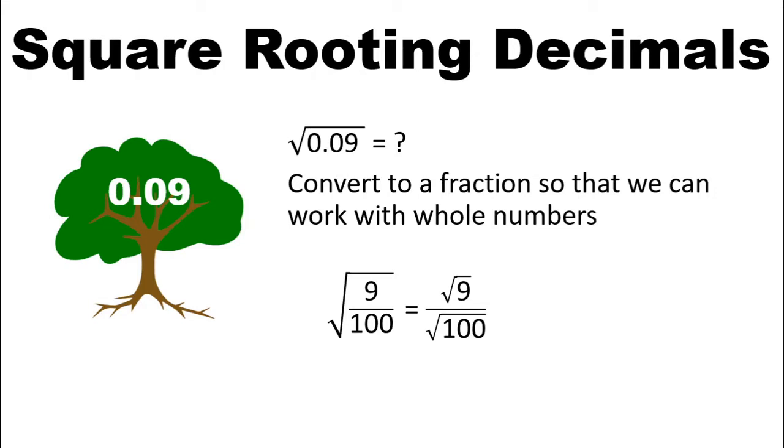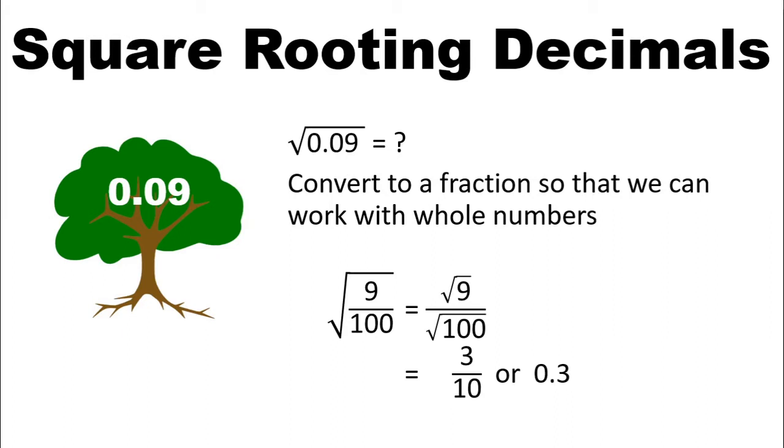That's 9 hundredths. And the square root of 9 over 100 is as simple as square rooting the numerator and square rooting the denominator. So we'll do the square root of 9 over the square root of 100. And these are square numbers that you should know. The square root of 9 is 3, and the square root of 100 is 10. So the square root of 0.09, or the square root of 9 hundredths, is 3 tenths, or 3 over 10.